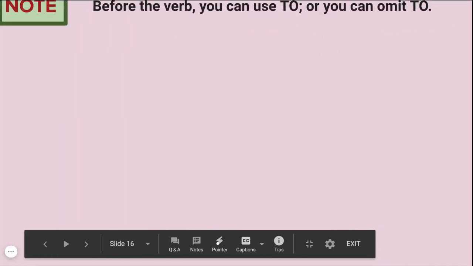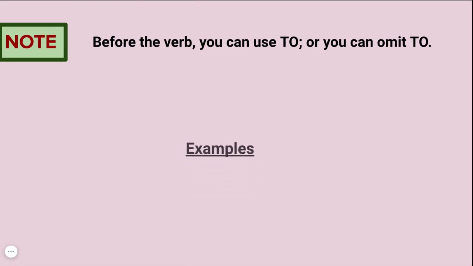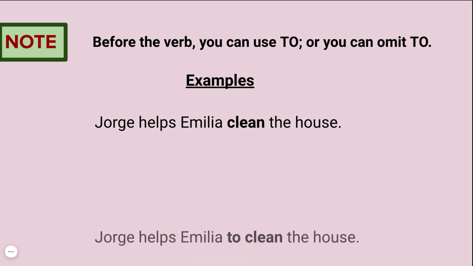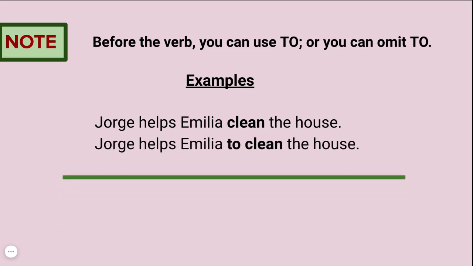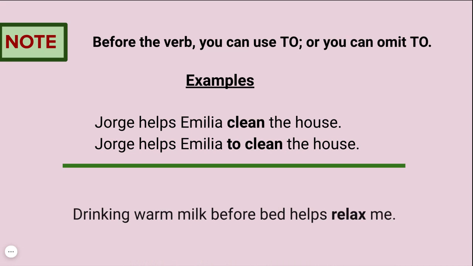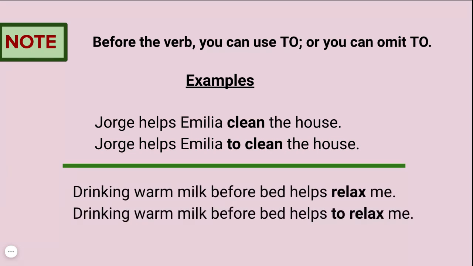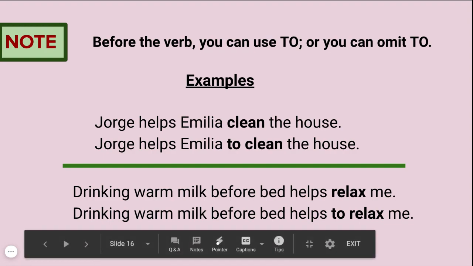A couple of examples. Before the verb, you can use to or you can omit it. In other words, use the infinitive form or the base form. A couple of examples here. You can say Jorge helps Emilia clean the house, or Jorge helps Emilia to clean the house. They mean the same thing. Or the last example, drinking warm milk before bed helps relax me, or drinking warm milk before bed helps to relax me.